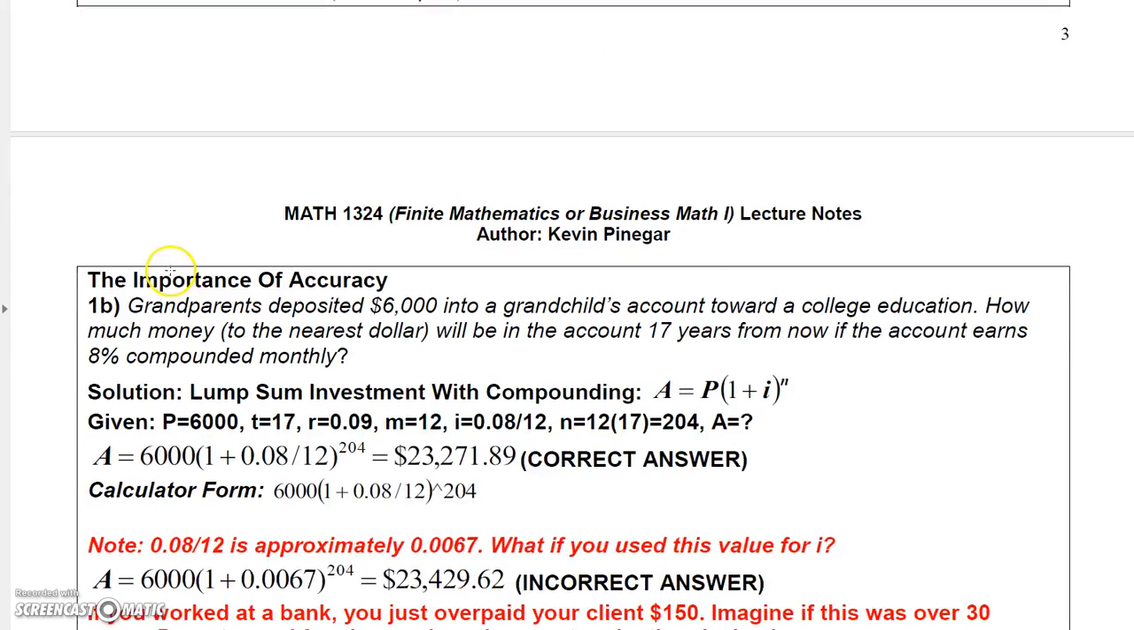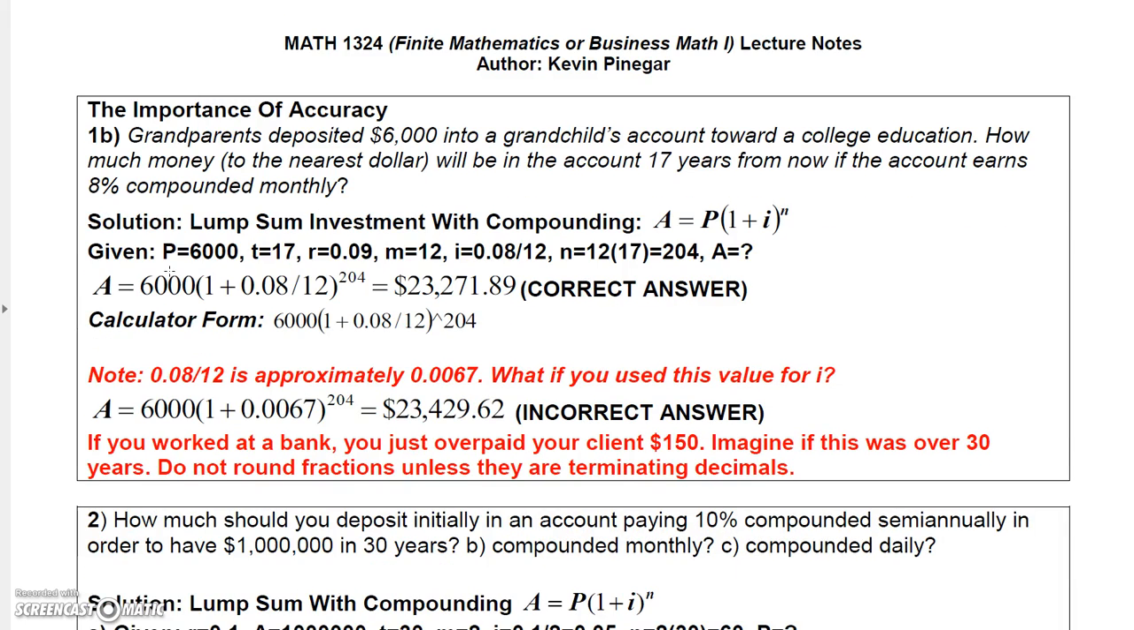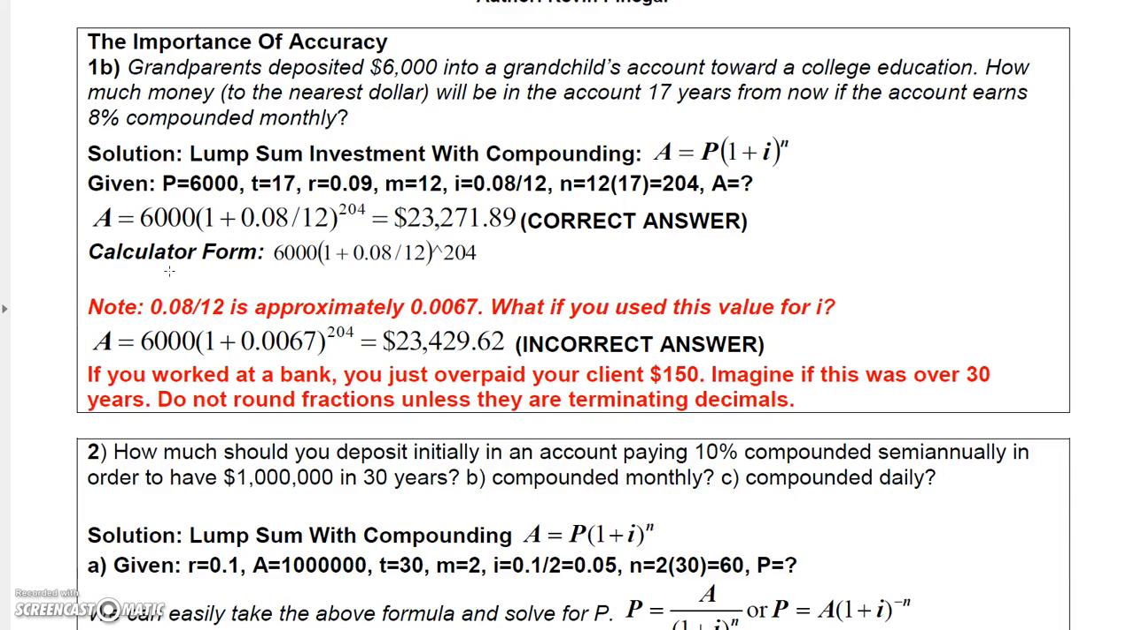Now, the importance of decimals is huge here. Let me just show you real quick.